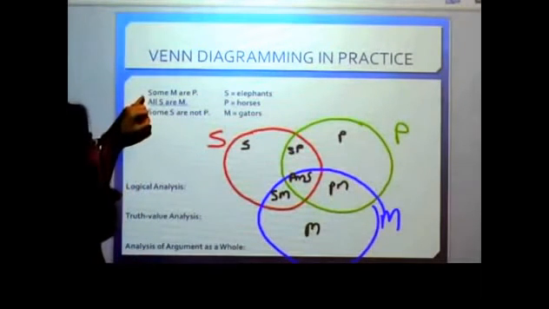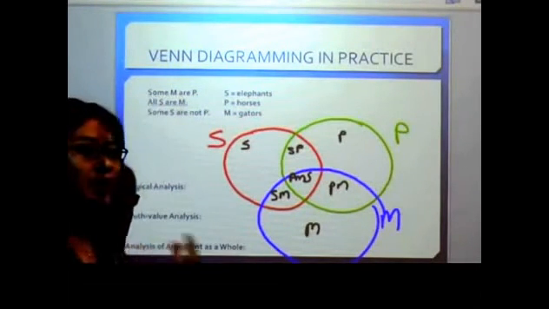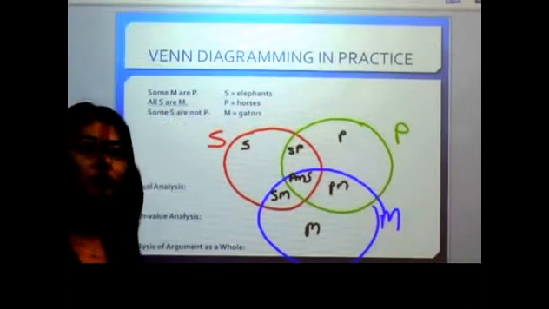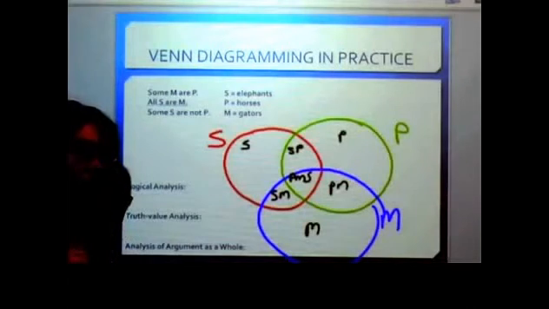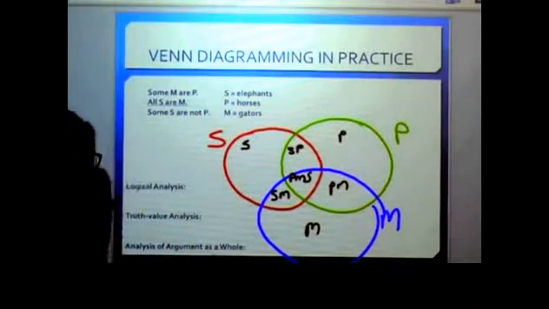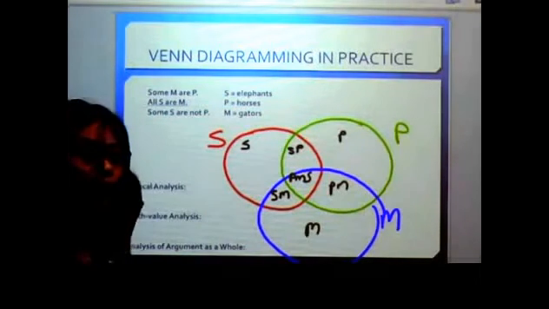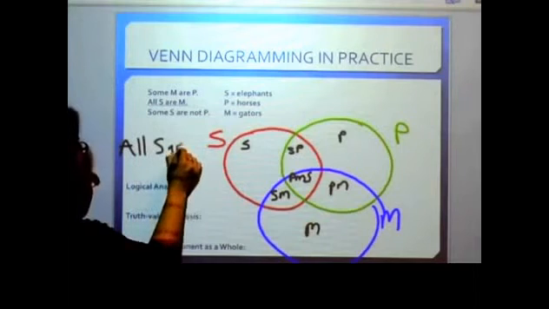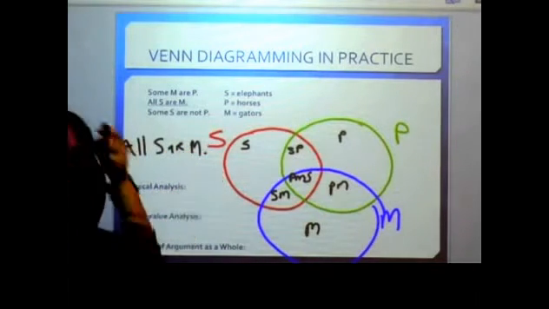The major premise is "some M are P," and that's a particular, and the minor premise is "all S are M," and that's a universal. So we want to make sure to actually diagram the universal premise first. So we're going to diagram the minor premise first, which is "all S are M," okay?